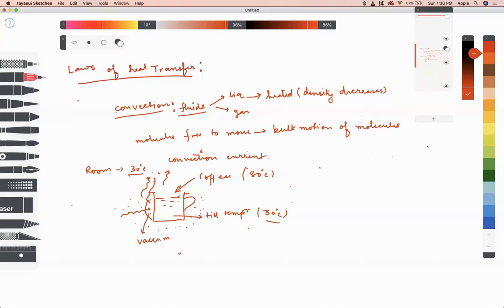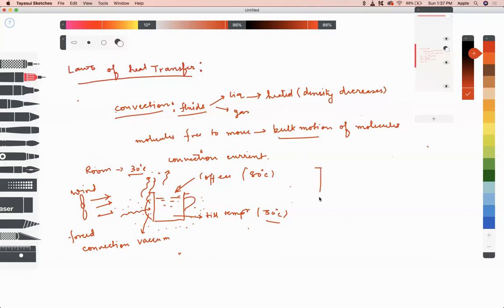Now the same scenario, if I put a fan over here and drive the wind onto the coffee cup, this will become your forced convection. All right. So this is the scenario with respect to convection. You have to understand that convection is the mode of heat transfer which happens due to the bulk motion of molecules. So even heating a vessel of water over an open gas is essentially convection.